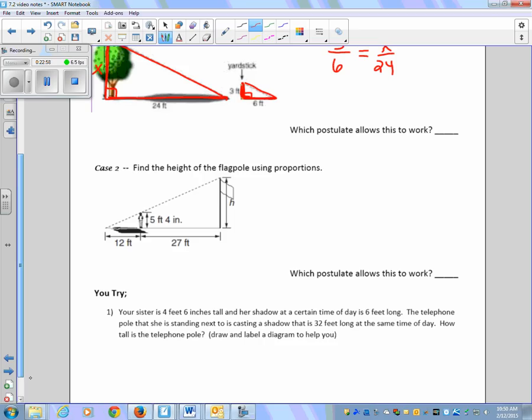The second one is overlapping triangles. This triangle and this triangle are still shadows, but you're setting yourself up in the wake of the other shadow. You're lining up your shadow on the ground so that it ends exactly where the shadow of this flagpole ends. So you're lining up your shadows so they end in the same point. If you do it that way, you have overlapping triangles, but they're still similar overlapping triangles.